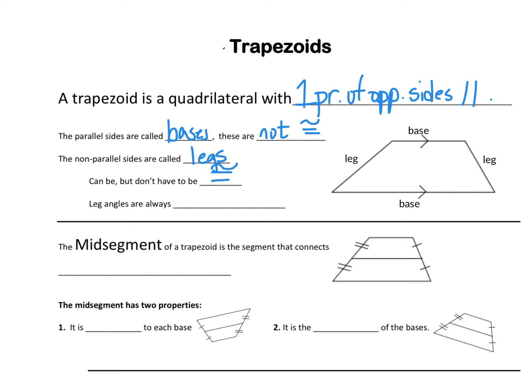And the leg angles are always supplementary. This is a pair of leg angles, the two angles on the same leg. Okay, so this would be another pair.